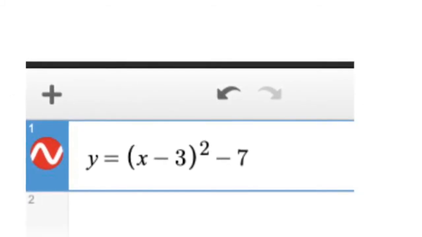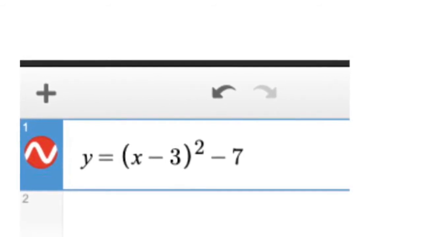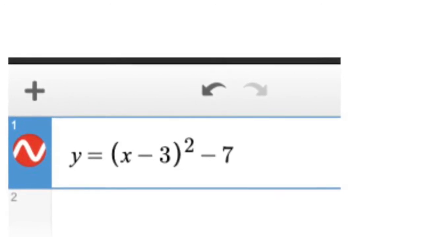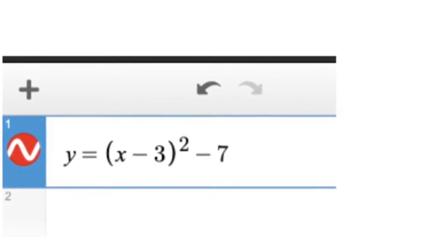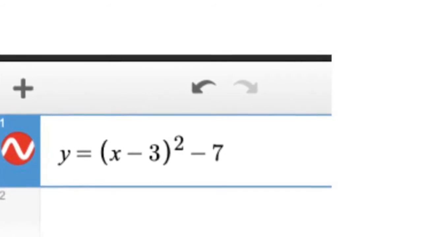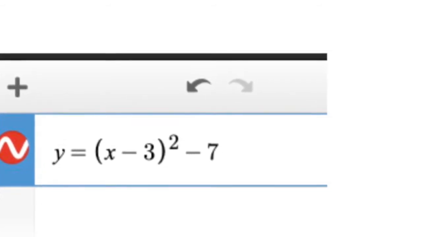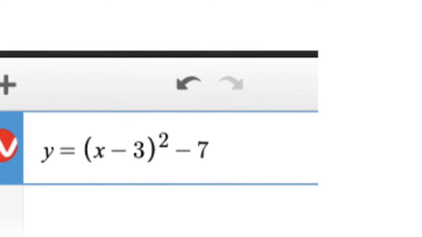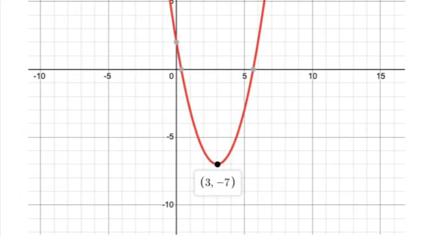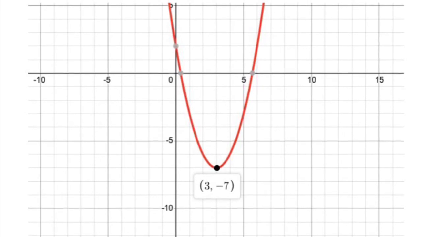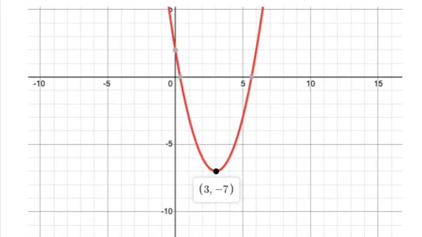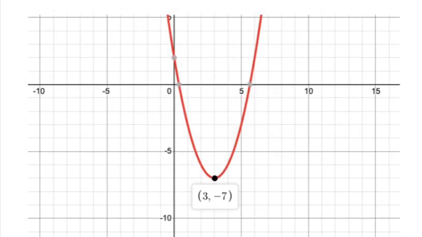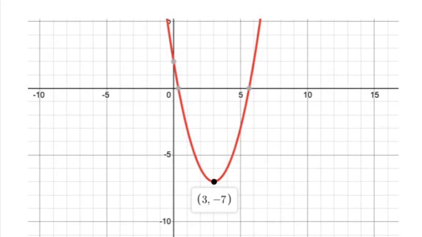So I've entered that into Desmos. And you can see I've typed y is equal to (x minus 3) squared minus 7. And we're going to look at the graph, and we're going to see that it gives us a quadratic. And the vertex of that quadratic is 3, comma, minus 7. And the reason the vertex is 3, comma, minus 7 is because in the bracket, it says minus 3. So that's why it's plus 3 for the vertex. And at the end, it says minus 7. And that's why the vertex is at minus 7.